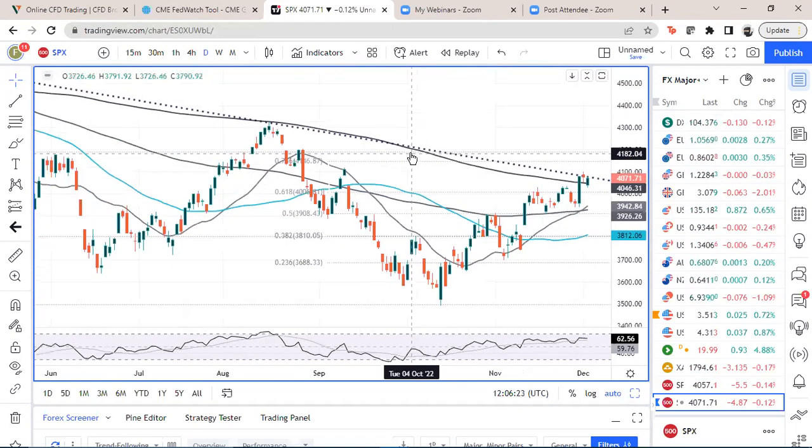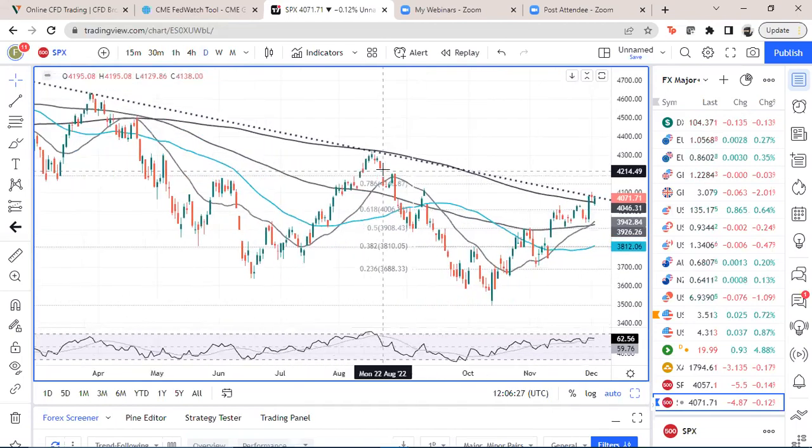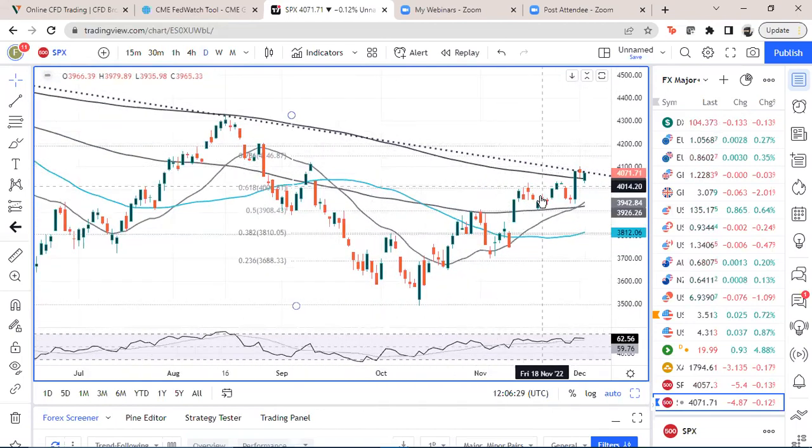So trend line resistance, if we go back, you can see going all the way back to the highs of this year, that dotted line just above 4,000. We obviously closed above that key psychological level, but we're at a critical technical juncture, if you like, with that 200-day moving average just above 4,000, and then that long-term trend line resistance just above.